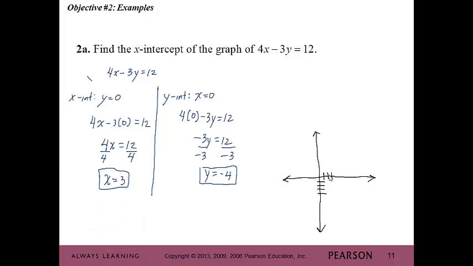So x is equal to 3, so find the 3 on the x-axis. Y is equal to negative 4, so find the negative 4 on the y-axis. And then connect your points. And this is the line 4x minus 3y equals 12.